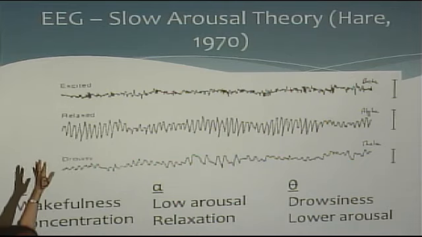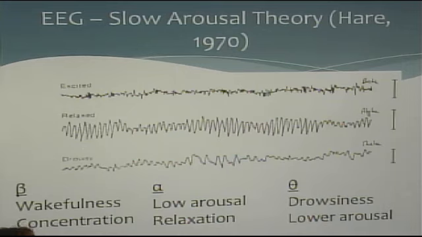Beta is about 13 to 30 hertz in adults. It might be a little bit lower, 11 to 30 hertz in children. Alpha waves are below. That's about 8 to 13 in adults, 8 to 10.5 hertz in children. And that corresponds to a lower arousal state, probably a more relaxed state, but not as low arousal as theta, which is 4 to 8 hertz, which is really typical of drowsiness. So what is slow arousal theory? Actually, before I say that, I would like to just make the point that these are not mutually exclusive.